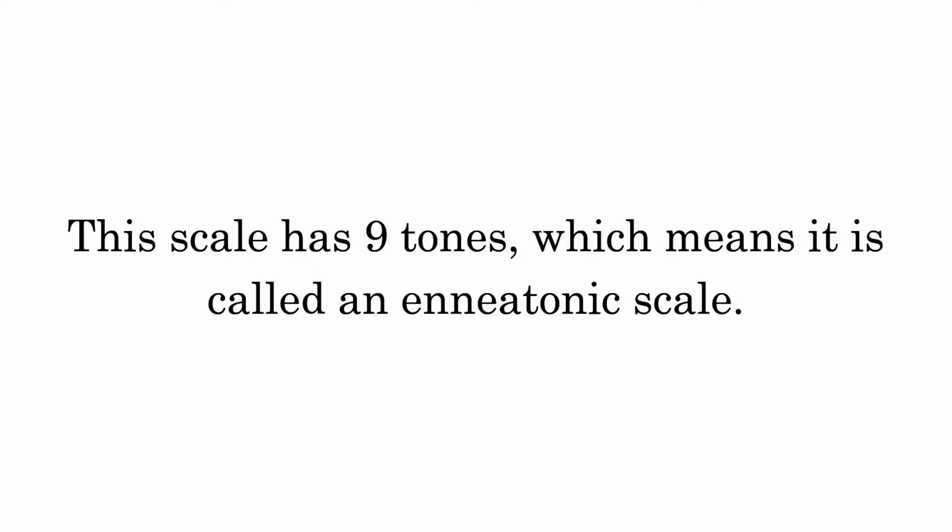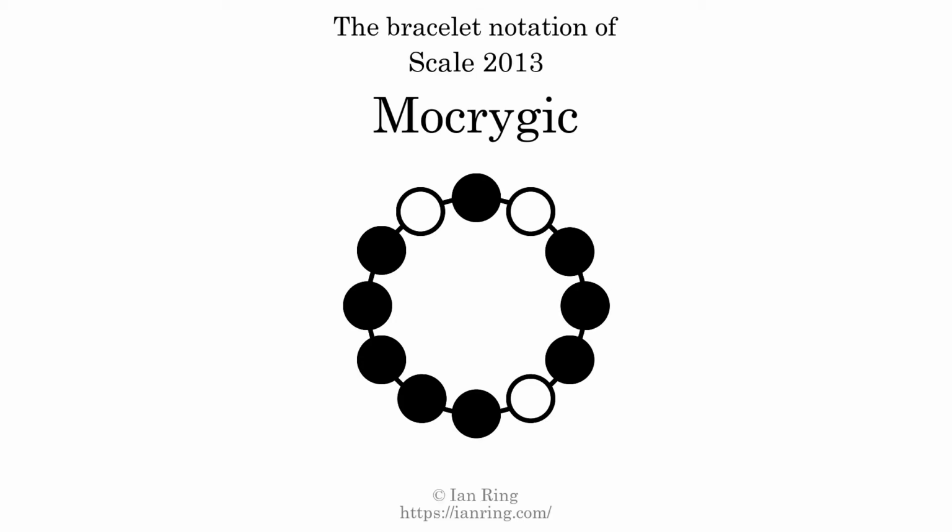This scale has 9 tones, which means it is called an enneatonic scale. This is a bracelet notation diagram of Scale 2013. The shaded circles represent tones that appear in the scale, and they are read clockwise, starting at the top.